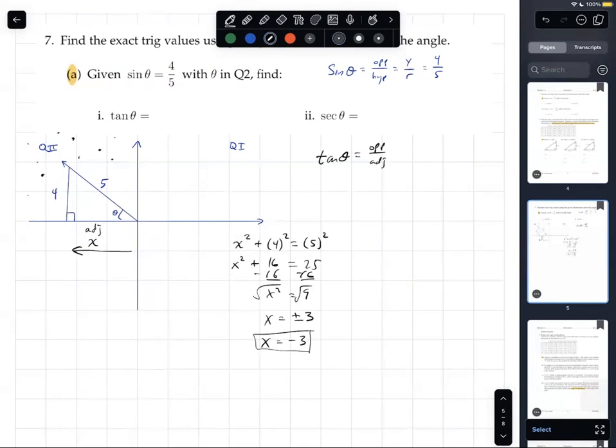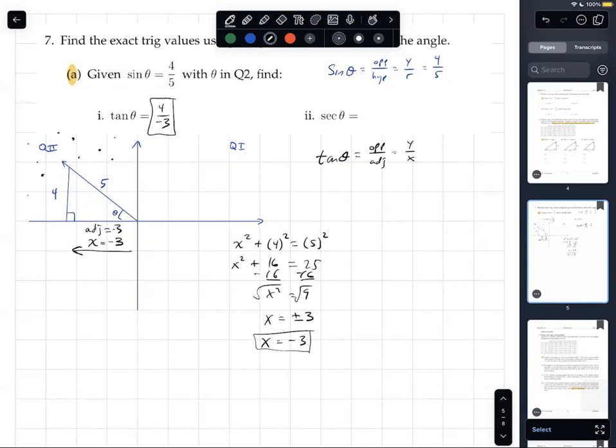Okay, so oops, that's not the answer. That's just the x value, the adjacent side length. And actually, I should be careful there. Yeah, the x value there is negative 3. So, tangent being opposite over adjacent, or y over x, now we just set it up. y over x is negative 4/3.